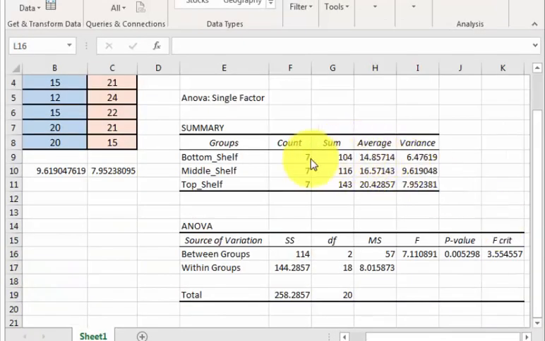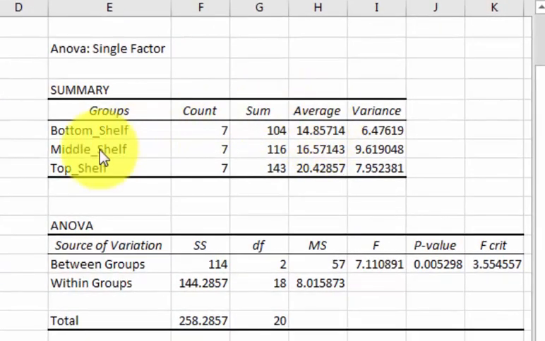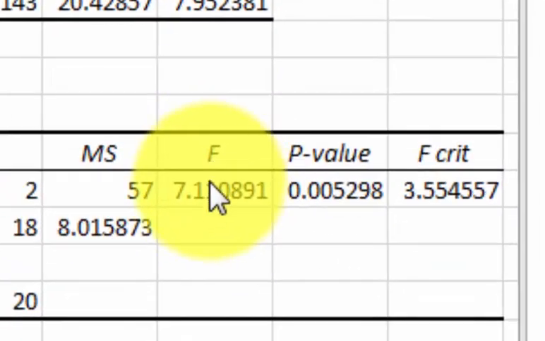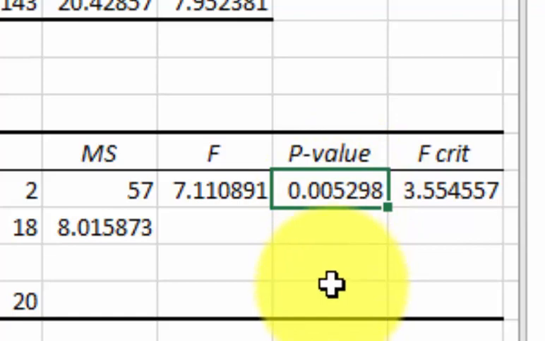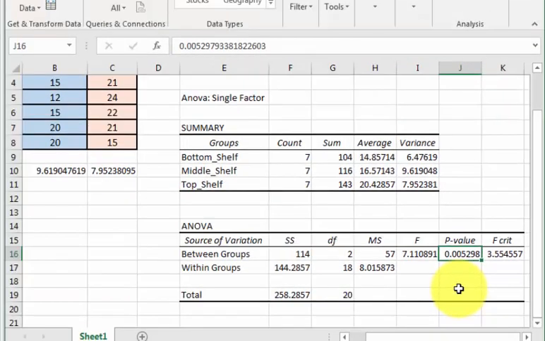There's the means, right? So bottom shelf about 15, middle shelf 16.5. Top shelf looks like it's the winner, 20. And there is a pretty big difference in there between the low and the high. It's about 6. But we're going to let our ANOVA tell us if that 6 difference is big enough to be considered significant. And there's our F ratio. It's huge, 7. And our p-value is less than 0.05. So we get to reject the null, period. So there is a significant difference. We're going to accept the alternative hypothesis, which means there's a significant difference in there somewhere. More than likely, it's between the top shelf and the bottom shelf.